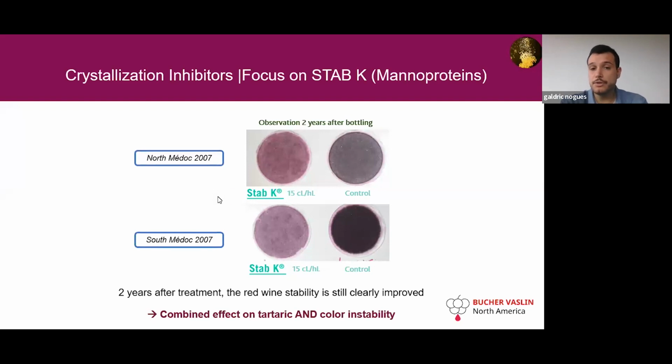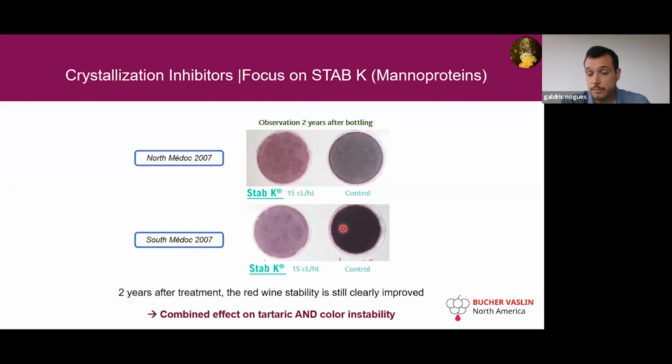We kept the wine in bottles for 2 years, and then we ran some filtrability tests to check on the membrane what was obtained and what was clogging for this wine. And you can see that in the control there is a lot of coloring matter remaining on the membrane, when here there is not a lot of deposit. In the South Médoc, it's even worse. You have a pretty clean membrane in the case of STAB-K.